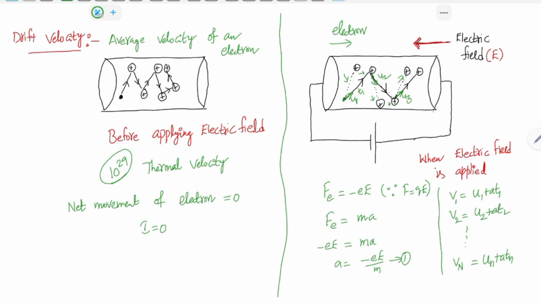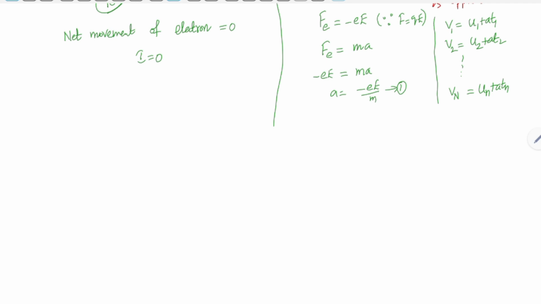Now, what is actually drift velocity? I have written the definition here. The average velocity of an electron when it is moving from one side to another along with the thermal velocity is called drift velocity. Okay, now let me do the remaining part on the next page. So, we want to find the average velocity. Let me find the average velocity.